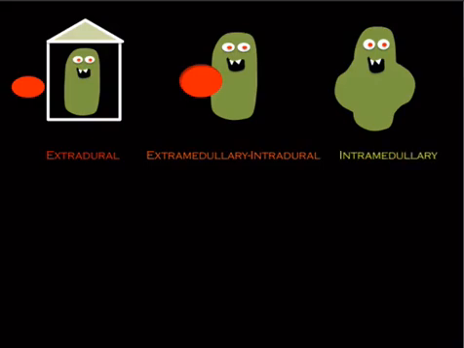So the first one, the one that's in the house, this is extradural. So you can think that the ball, the mass, is not anywhere near the cord. It's not even pressing on it. And then you could have extramedullary, which means it's not inside the body of the snake, but it's intradural. So it is in close enough proximity that it's pushing on it. And then you have intramedullary, where he swallowed it. So there's a differential for each one.